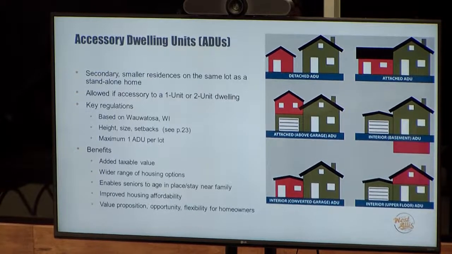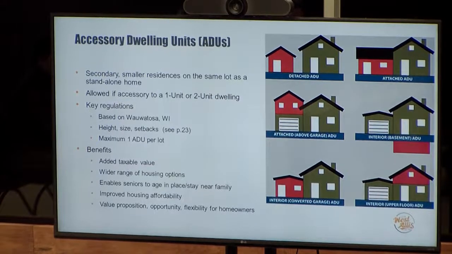They offer citizens of West Allis that own properties a little bit of extra flexibility, where you could potentially offset your mortgage on your primary residence a little bit. It does offer another housing option for people that want to rent. Maybe they don't want to live in a big apartment, but they'd like a more residential neighborhood setting. This is a great way to introduce that to the city.